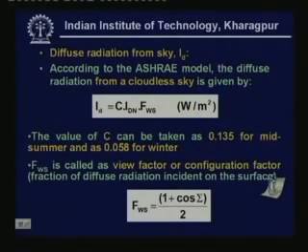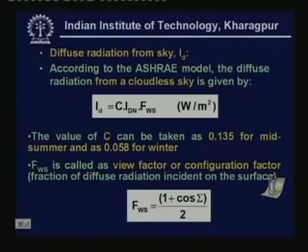Diffuse radiation is I subscript D, and according to the ASHRAE model, the diffuse radiation from a cloudless sky is given by ID. They relate this to the direct radiation and what is known as an angle factor. So ID is equal to C multiplied by I subscript Dn multiplied by F subscript Ws, where C is a constant and it can be taken as 0.135 for midsummer and 0.058 for winter. And F subscript Ws is called the view factor or configuration factor, and this is nothing but the fraction of diffuse radiation incident on the surface.